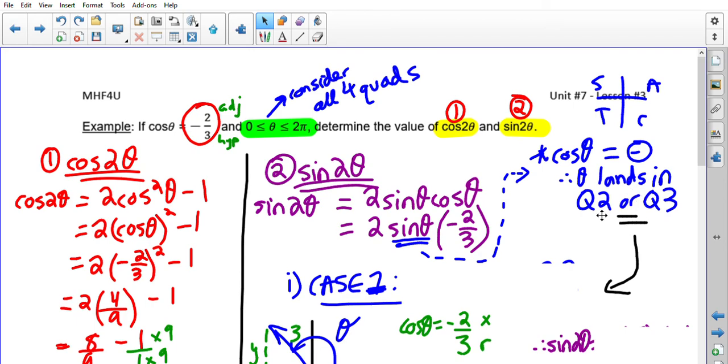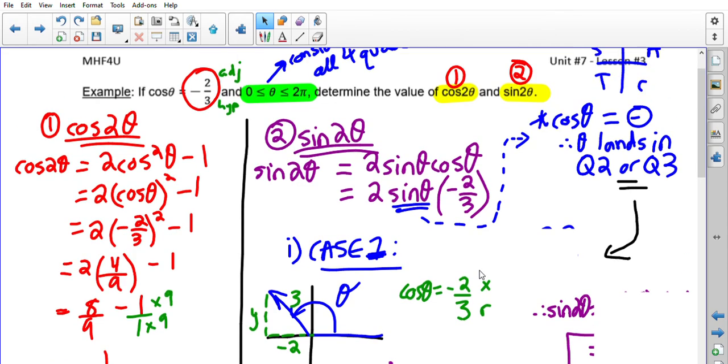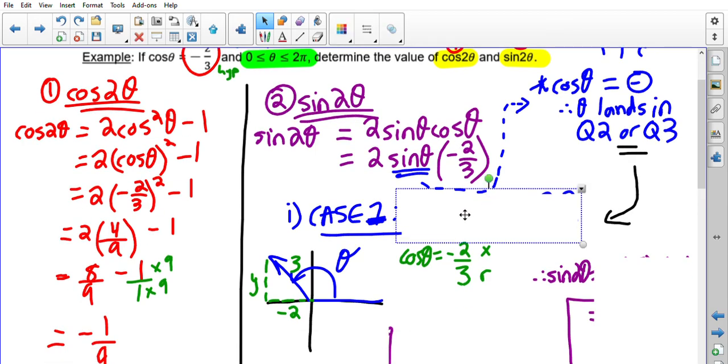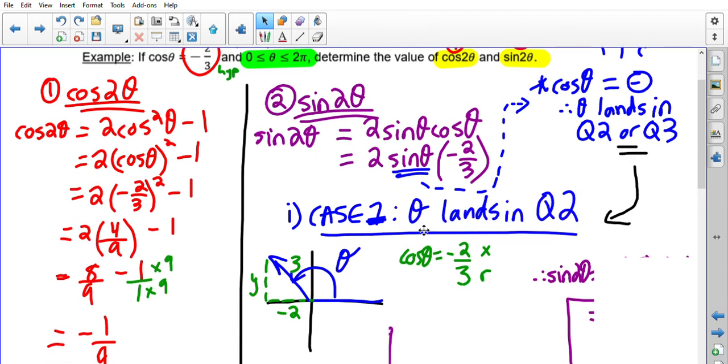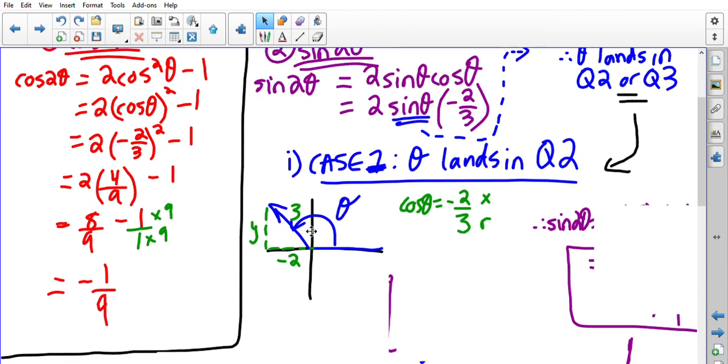Unfortunately for us, that means that we have to do more work. Because I have no idea which one it is, I have to come up with a sine 2 theta solution if it was in quadrant 2 and come up with a sine 2 theta solution if it was in quadrant 3. Okay, so lots of work here, but the steps should be repetitive, so it's just more tedious than anything. So let's do case number 1, and that's where theta lands in quadrant 2. Okay, so let's draw that. Now we're imagining that it lands in quadrant 2, so draw your theta.